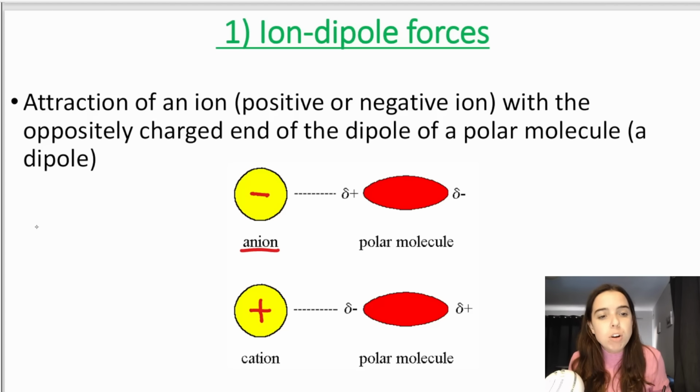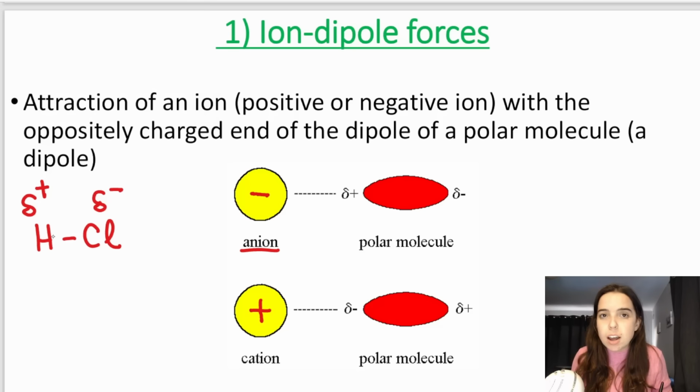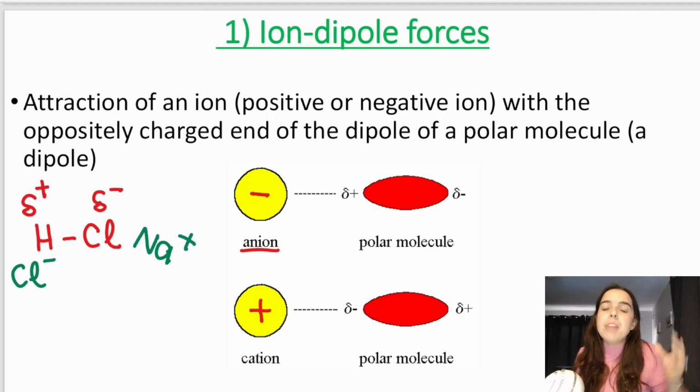Because remember, polar molecules, and I'm going to use hydrogen chloride as an example, this side of the molecule is slightly negative or partially negative. This side of the molecule is partially positive. So if I have an ion, it can get attracted to one of these sides of the molecule. So if I have a positive ion, a cation, for example, a sodium ion, it will get attracted to the chlorine. If I have a negative ion, for example, a chloride, it'll get attracted to this side of the molecule, and that forms an ion-dipole force.